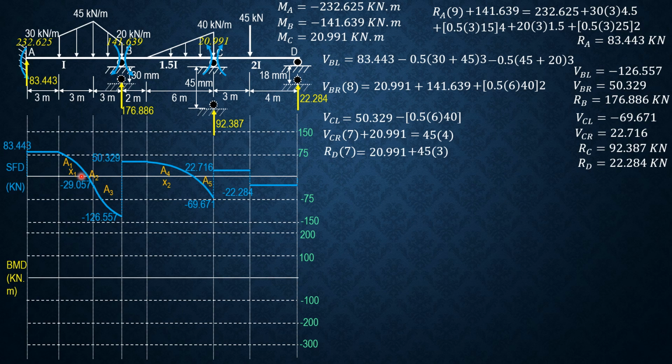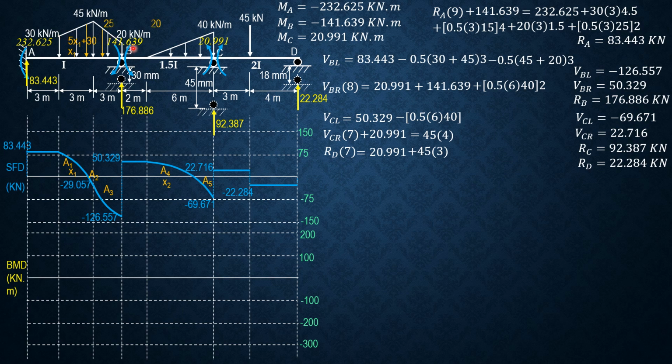So let's express the intensity of the loading here in terms of x1. So intensity minus 30 as to x1 equals 15 as to 3. So therefore this is 5, 15 over 3 is 5. So 5x1 plus 30. So that's 5x1 plus 30. Then that's also x1 from this section.